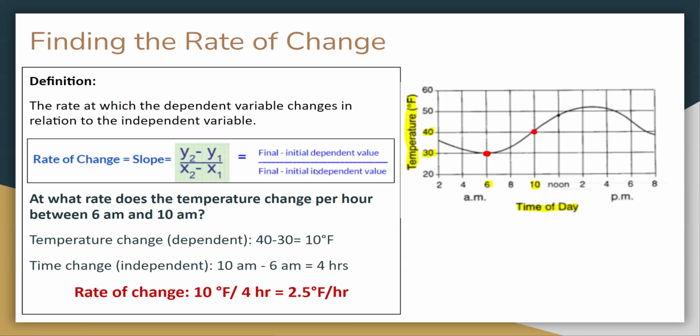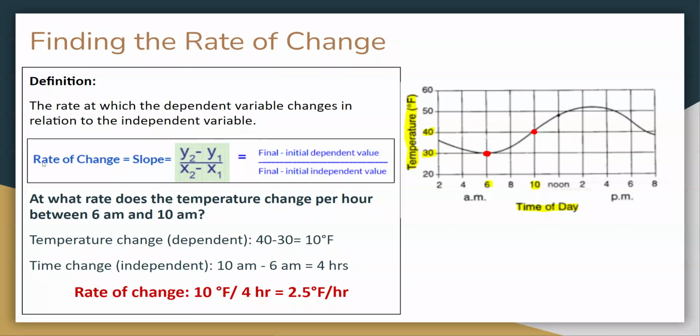So let's talk about the definition of rate of change first. The rate of change is the rate at which the dependent variable changes in relation to the independent variable. What does that mean? Let's look at our graph. Our dependent variable is temperature, and our independent variable is time of day. So if I want to find the rate at which the temperature changes over time, I would have to figure out how the dependent variable, the temperature, is changing in relation to the independent variable, which is the time.